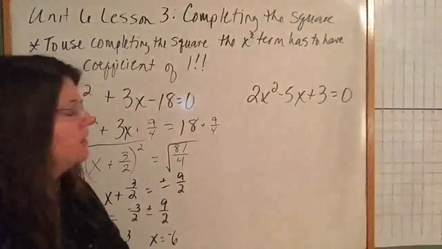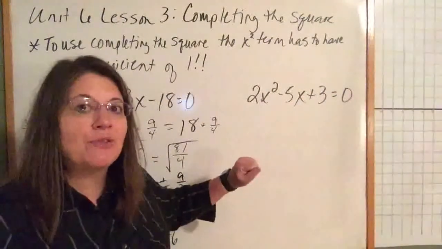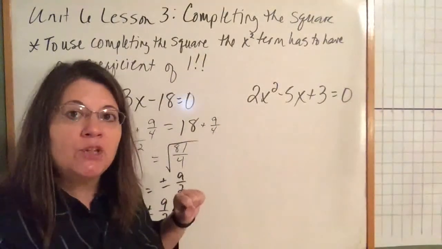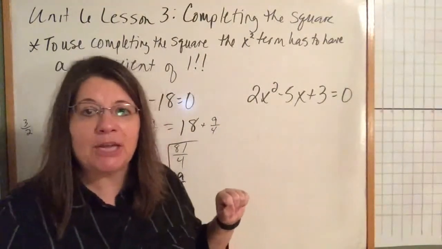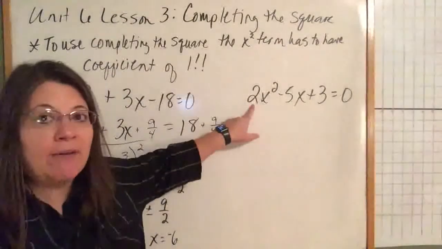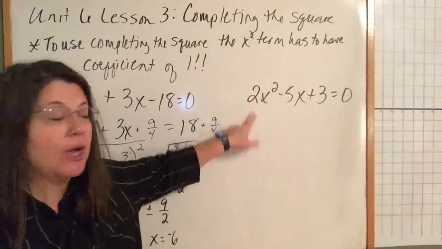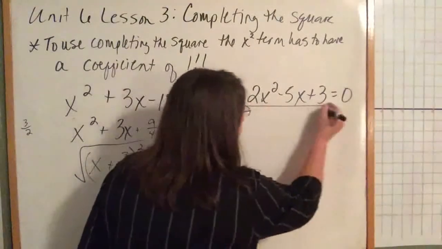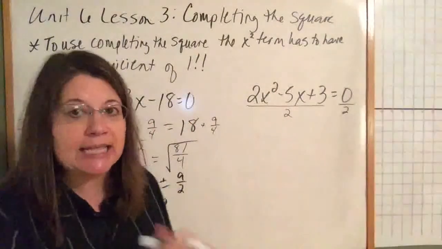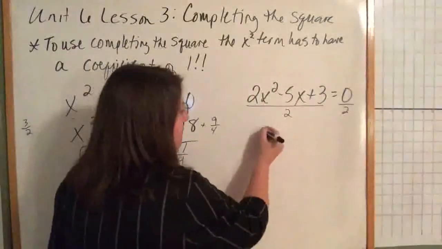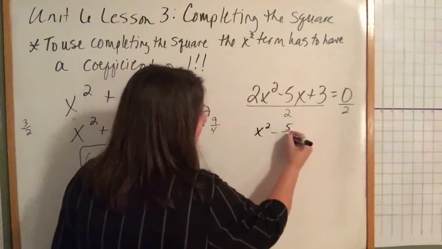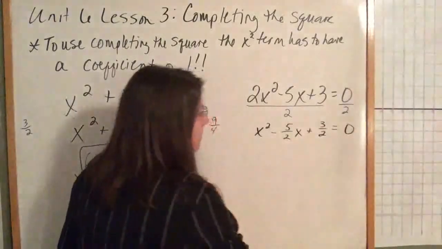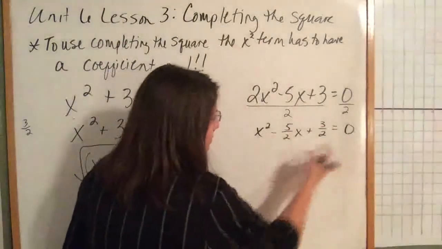For this one, remember, the only way we can complete the square is if the coefficient of the x squared term is 1. So we have to divide everything by 2 so that we can force this to have an x squared term of a 1 in front. So we're going to divide every single thing in this equation by 2. So I'm going to divide the left-hand side by 2 and the right-hand side by 2. If I do that, I have x squared minus 5 halves x plus 3 halves equals 0. Next, I need to move the 3 halves to the other side.